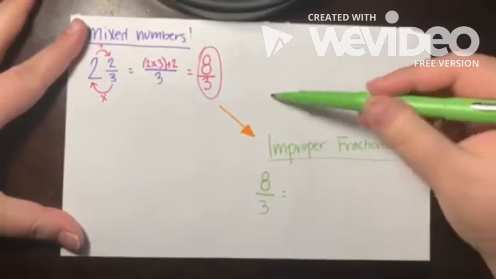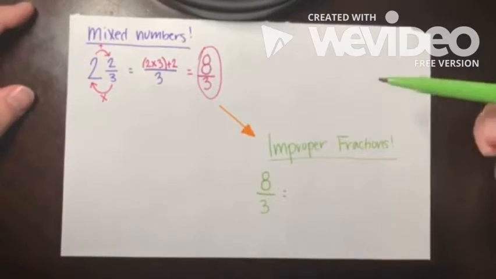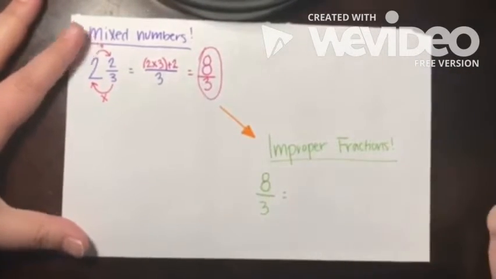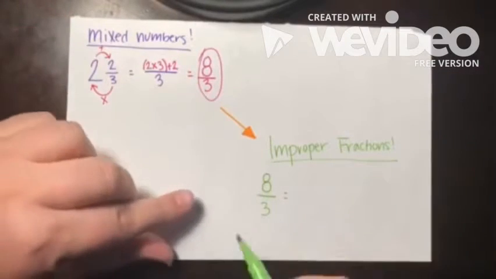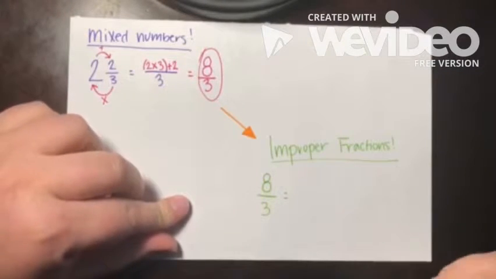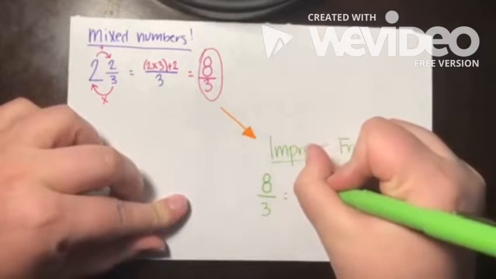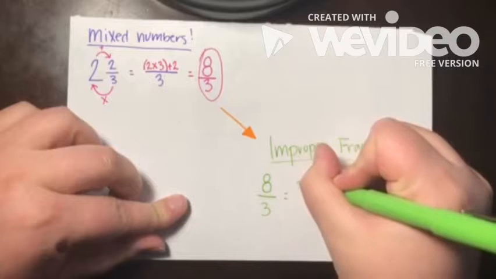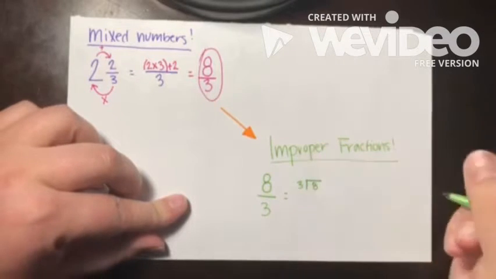So now let's switch over to improper fractions and how to turn it into a mixed number. So we have our improper fraction 8/3, right? Now what we're going to do to get a mixed number here is just long divide. So we'll do this. We have 3 on the outside, right? And 8 on the inside.